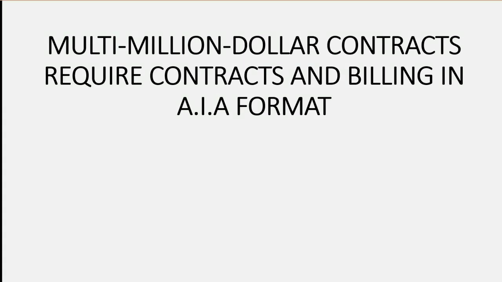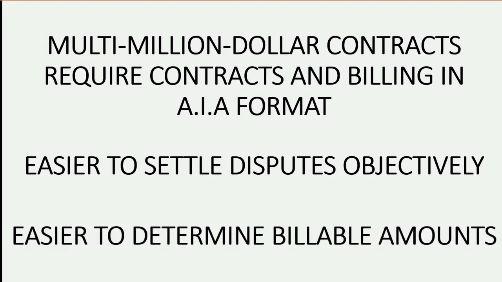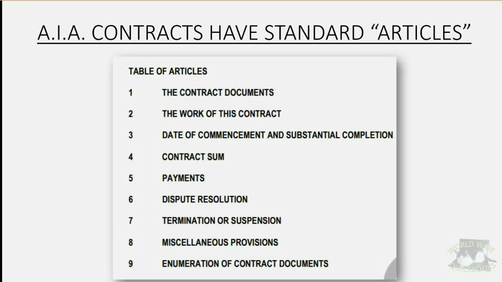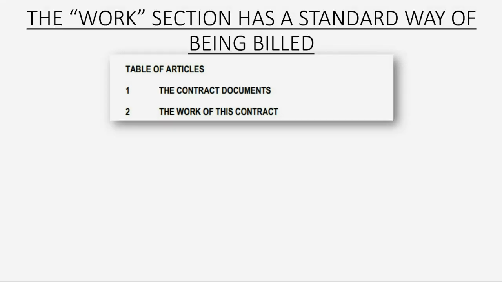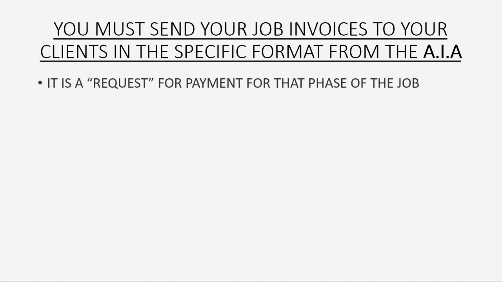Multi-million-dollar contracts often require billing in A.I.A format. It's easier to settle disputes objectively, and it's easier to determine the billable amounts. Contracts that are in the format from the American Institute of Architects, it's the work section of the contract that determines how the contract will be billed. And if you have multi-million-dollar contracts, you must send your job invoices to your clients in the specific format from the American Institute of Architects.